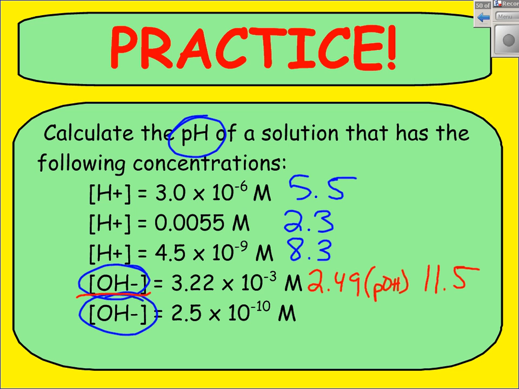Doing the same thing for the last one, we take negative log of 2.5 times 10 to the negative 10th. That gives me a pOH of 9.6, but let's subtract that from 14. When we do that, our answer is 4.4. This is practice finding pH and pOH.